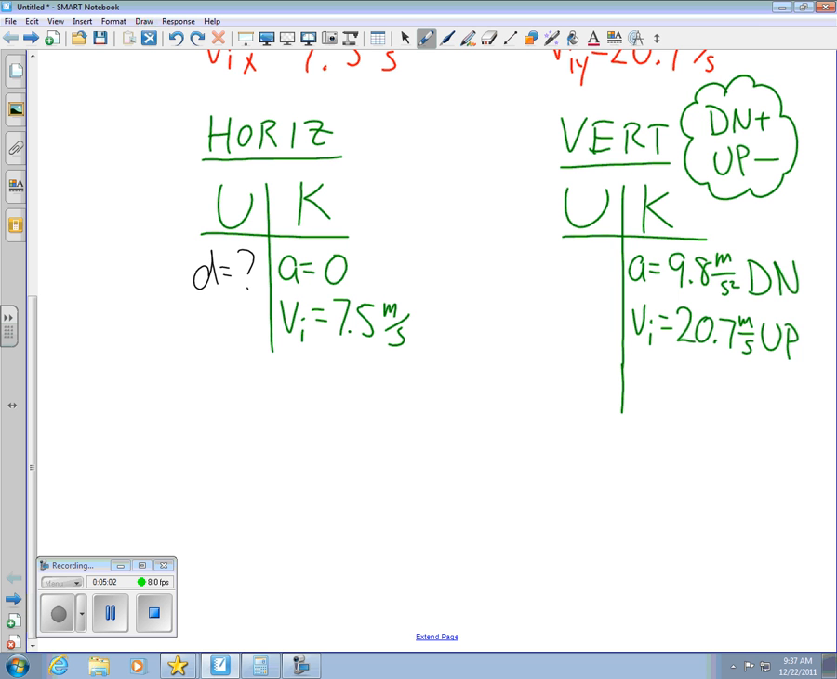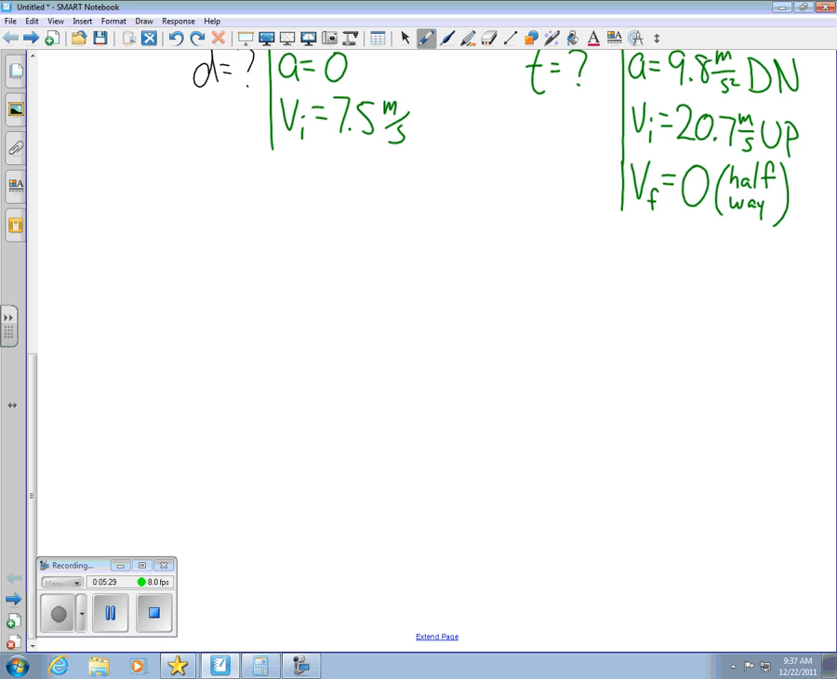And I'm going to find, first of all, the time it takes to get to the tippy top, the halfway point, where VF is equal to 0. And I'm going to put a note here that that is at the halfway or tippy top point. Okay, that's vertical VF 0 at the halfway point. It has just stopped going up. It's about to start coming down. So we now have enough to calculate T at the halfway point, so let's do that.